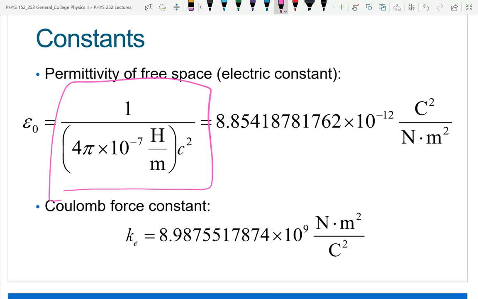Numerically, it comes out to this crazy long number, 8.85 times 10 to the minus 12 is all I have memorized of it. Coulomb squared per Newton meter squared. And so the force constant K sub E is 8.99 times 10 to the 9. It's just a whole bunch of nines, right? 8.99 times 10 to the 9. Newton meter squared per Coulomb squared.